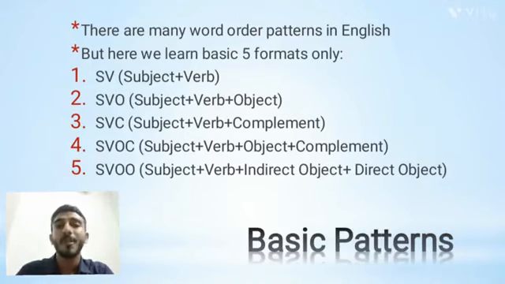The first format is SV, subject, verb. The second one is SVO, subject, verb, object. The third one is SVC, subject, verb, complement. Then the fourth one is SVOC, subject, verb, object, complement. Then the fifth one is SVOO, subject, verb, indirect object plus direct object. So these are the 5 basic word orders in English.